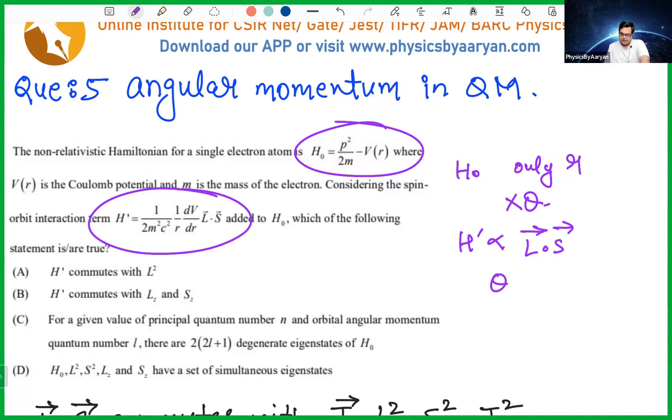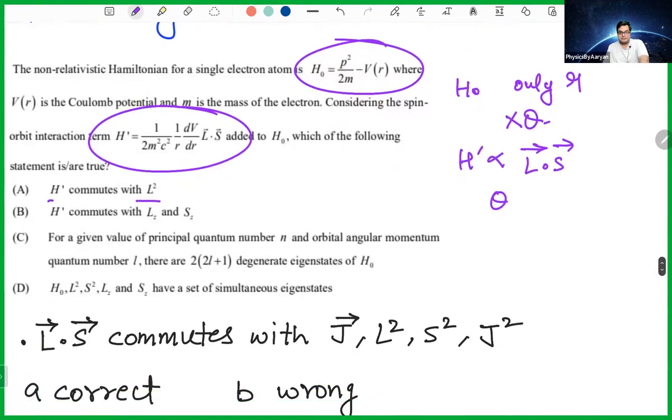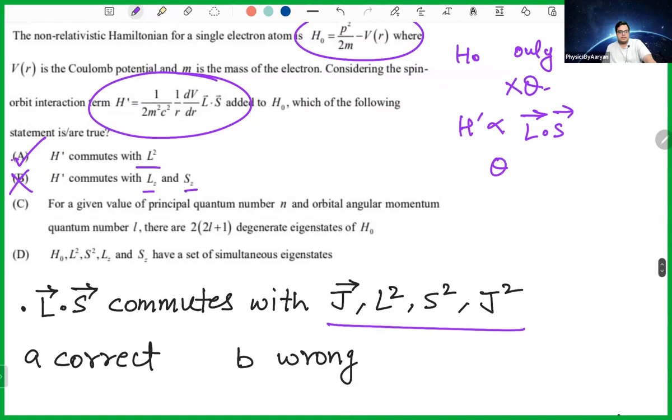Then basically what they are asking is, will H dash commute with L square? And yesterday I gave you that L dot S commutes with J, L square, S square, and J square. Okay? These are the 4 things with which L dot S commutes. So yes, H dash commutes with L square. So option A is correct. Right? If you remember yesterday's class, we did that. And I told you that this is going to be important for you in future as well. So yes, it comes out to be useful. L dot S does commute with L square. H dash does not commute with LZ or SZ. So this is going to be wrong because it only commutes with these 4 things. Clear? C option I will see.